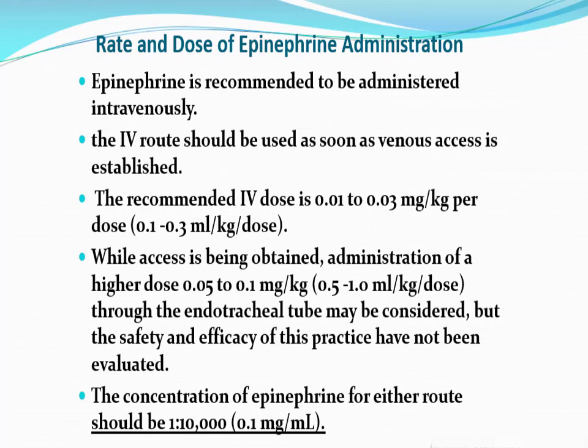So, the rate and dose of epinephrine administration. Epinephrine is recommended to be administered intravenously. The IV route should be used as soon as venous access is established, usually by umbilical vein catheter. The recommended IV dose is 0.01 to 0.03 milligram per kg per dose. While access is being obtained, administration of higher doses, like 0.05 to 0.1 milligram per kg, through the endotracheal tube may be considered, but the safety and efficacy of this practice have not been evaluated. The concentration of epinephrine for either route should be 1 to 10,000, 0.1 milligram per ml.